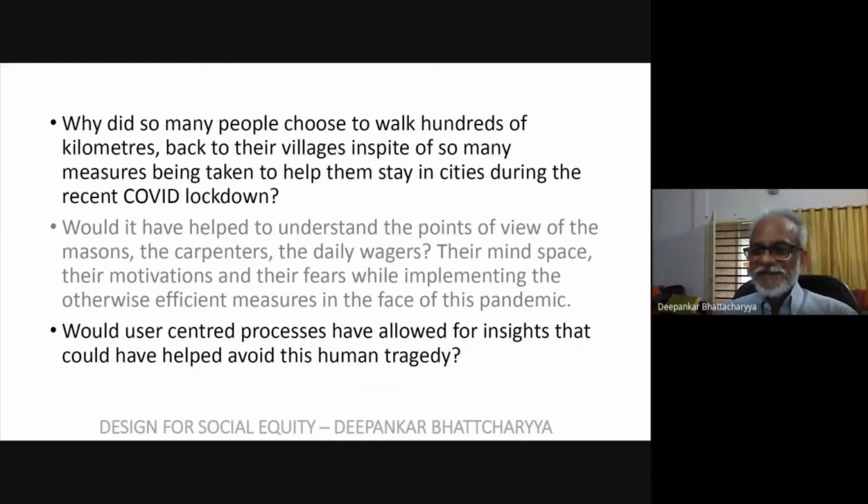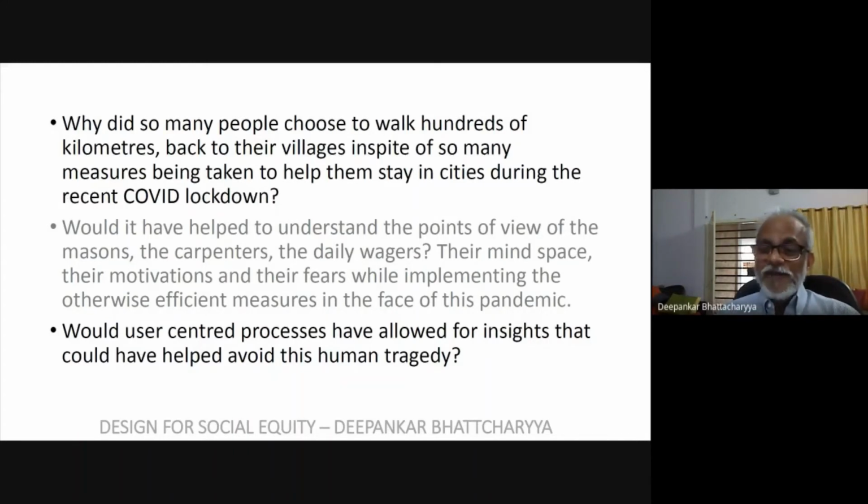Should we have asked him? What would have happened had we asked this person? Would that person have told us something which would have enabled us to take some measures which would have alleviated those? Because what happened at the end of the day? People walked. You couldn't stop them from walking. Police barricades couldn't stop them. Nobody could stop them. Masses and masses of people walked.